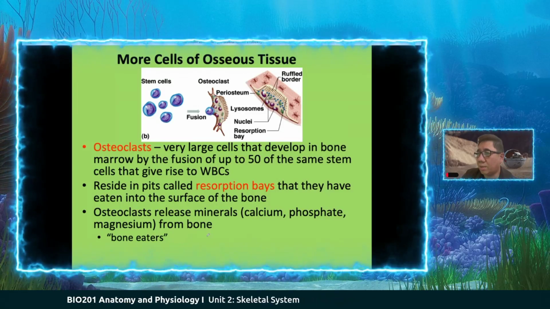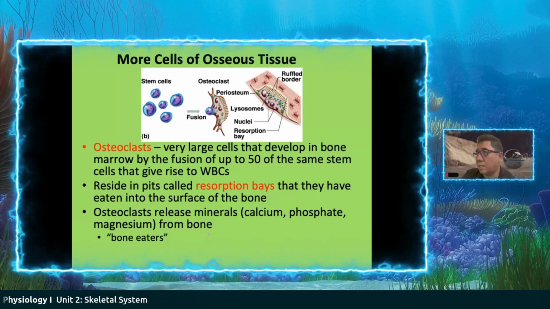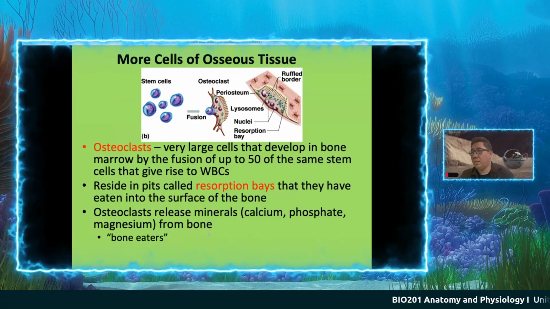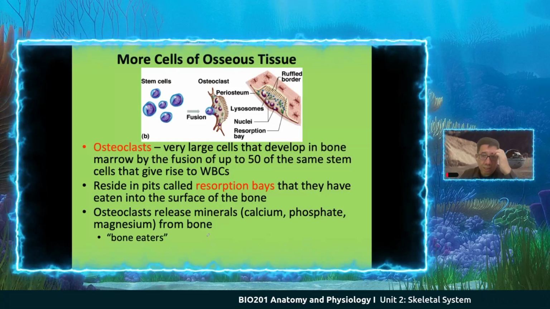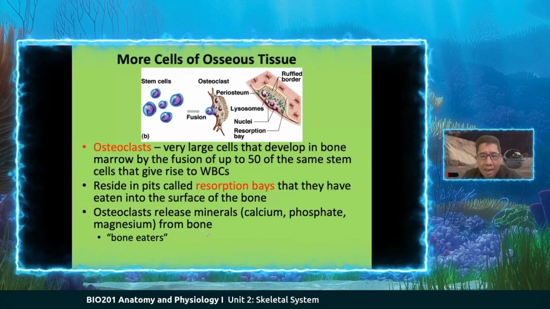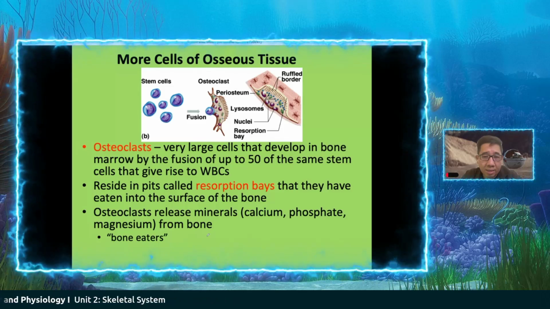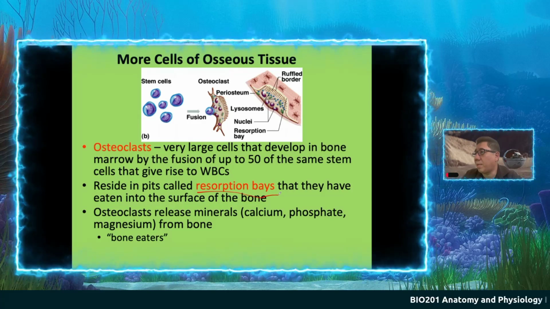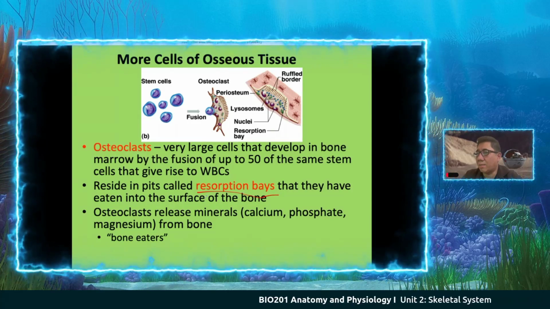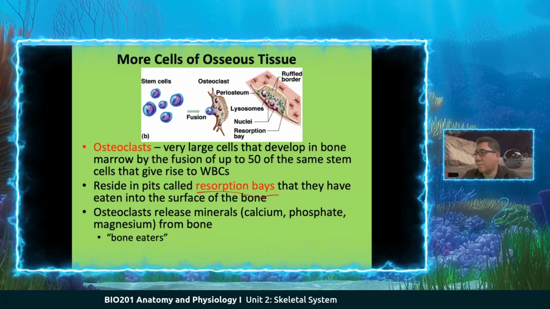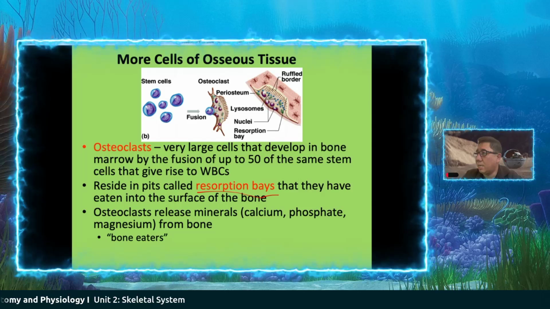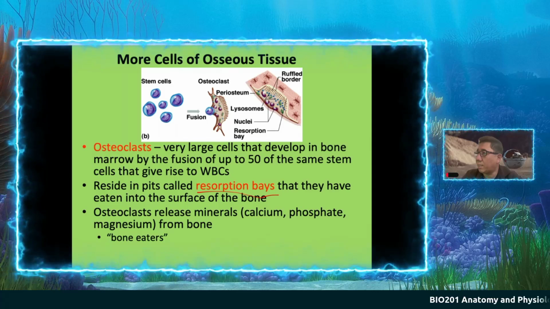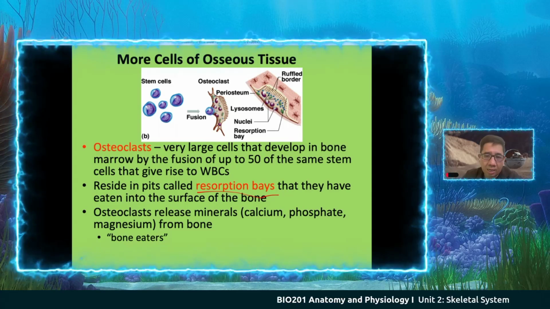And then you have the osteoclast. Osteoclast is the breaking down of your bone cells. Osteoclasts develop in the bone marrow, and these cells have what we call the resorption bay, where they start breaking down the surface of the bone. They also have lysosomes, the digestive enzymes that start breaking down the bone, and then you're going to see the bone kind of goes away.